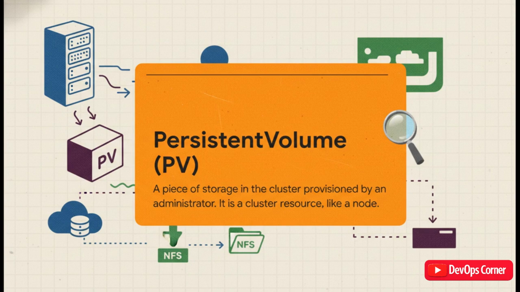Their job is to provision storage using an object called a persistent volume, or PV for short. Just think of a PV as a block of storage that's been made available to the entire cluster. It's a cluster resource just like CPU or RAM. This PV points to some kind of real storage, whether that's a cloud disk on AWS, a network share, or even just a folder on one of the nodes.